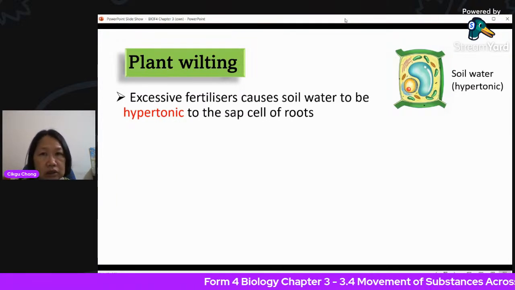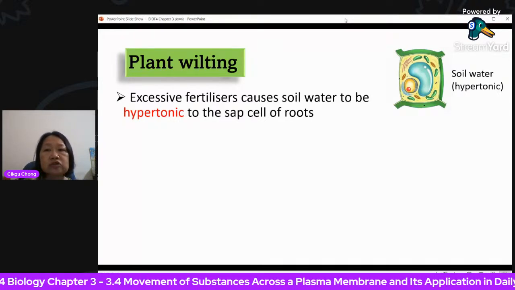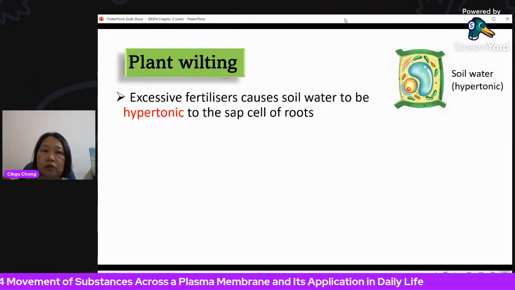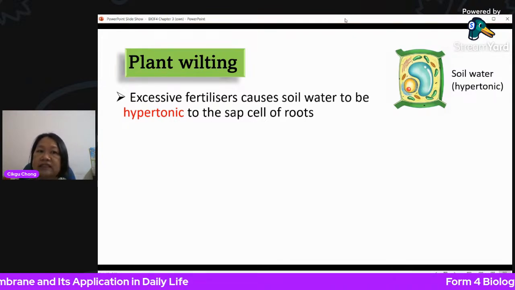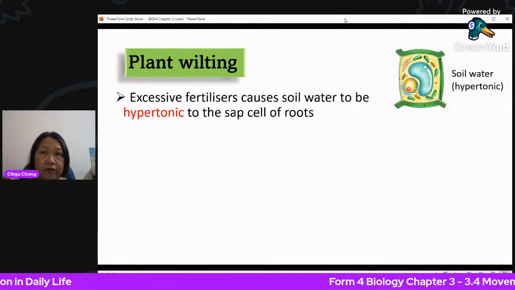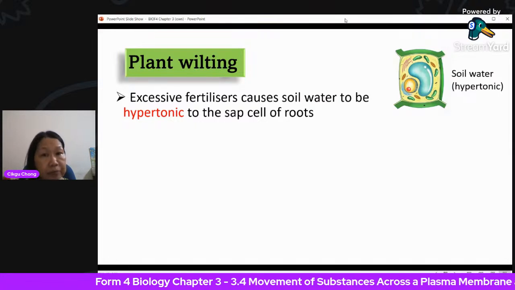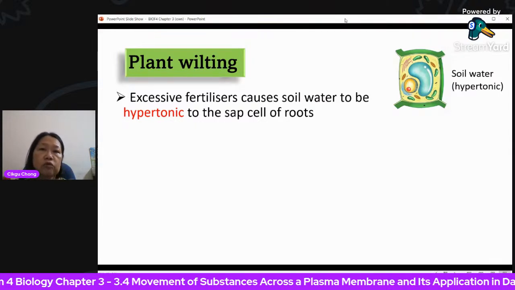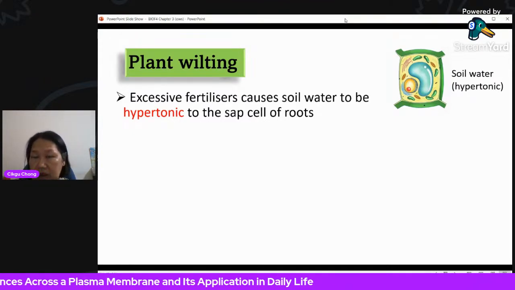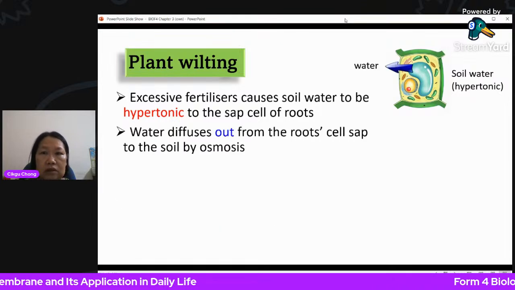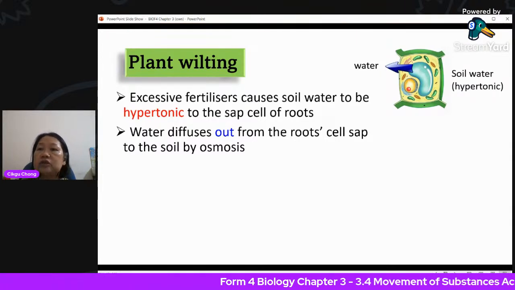When you pour it onto the soil, your soil will become hypertonic compared to the cell of the plant. So excessive fertilizer causes the soil water to be hypertonic to the cell sap of the root or the plant cell. Inside the roots is hypotonic, outside the cell is hypertonic. As you learned earlier, in osmosis, water will flow from hypo to hyper. That means from the inside, water will diffuse out. You have caused the plant to actually lose water.